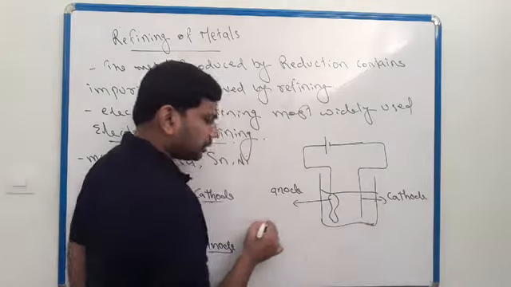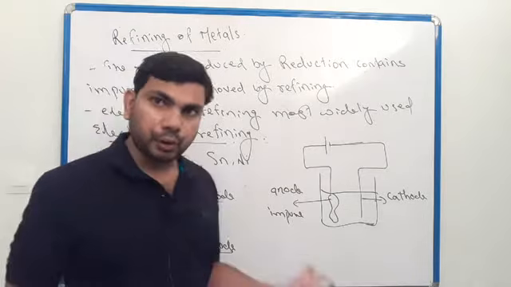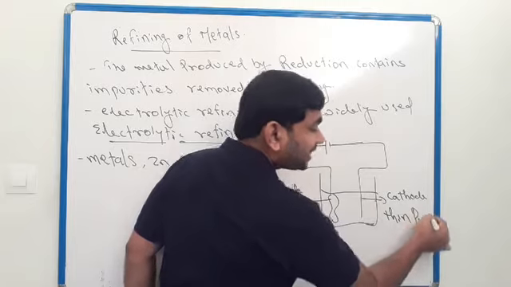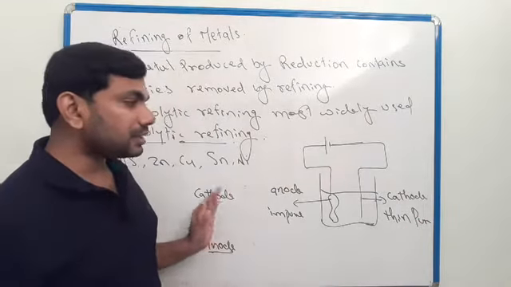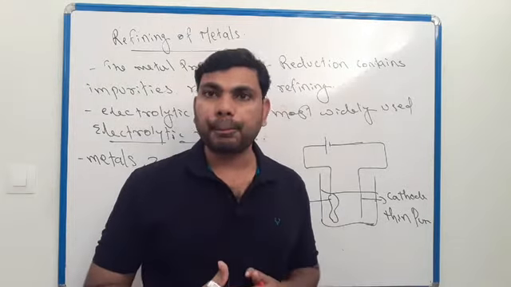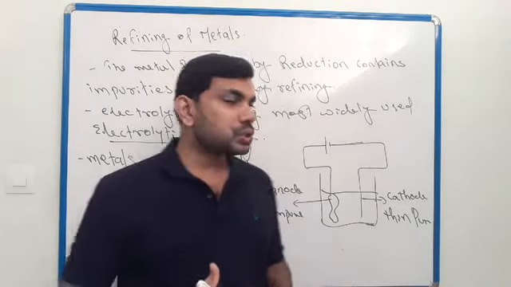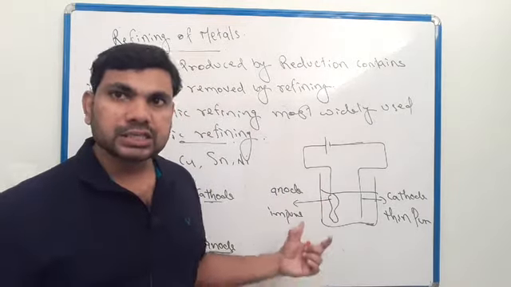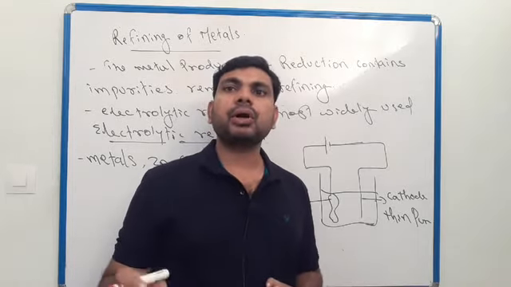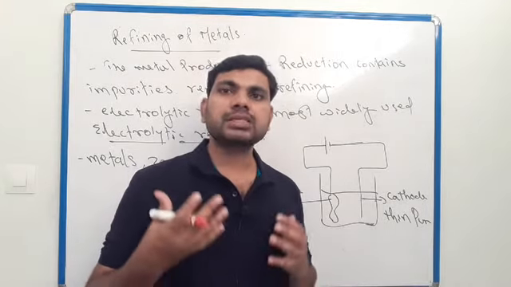Here the anode is impure metal, and the cathode is thin pure metal. As an example of this apparatus arrangement, we will use refining of copper. We will purify copper by electrolytic refining. We will use this apparatus arrangement to purify copper. Impure copper is called copper blister. We have to purify this copper blister.